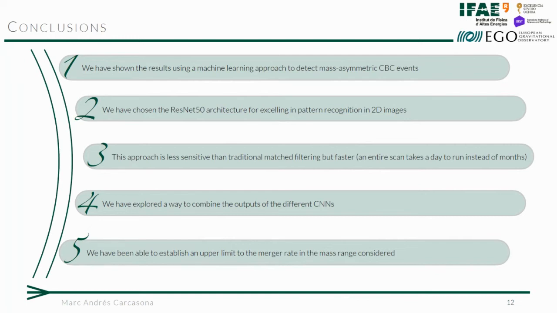We also explored a way to combine the outputs of the different CNNs. As I've told you, this FAR thing was a problem. So this was a way to improve the false alarm, so the false events that are detected by the CNNs. And finally, I've also shown you a way that we can use the CNN to do physics, so to recast these as upper limits to the merger rate.